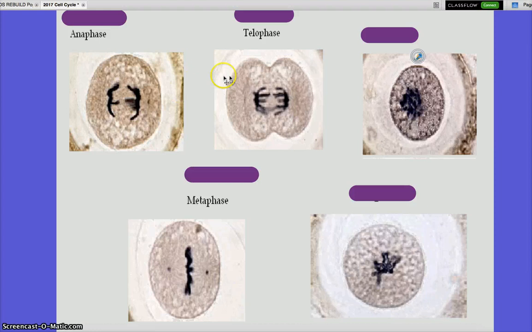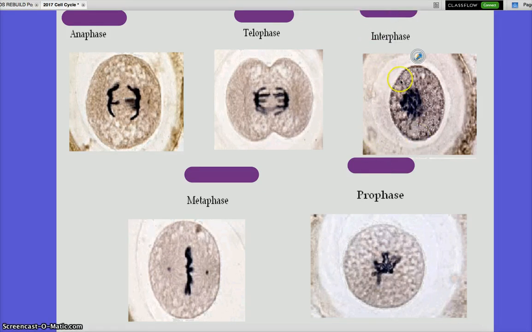Dylan? No? The bottom right is prophase. Good job. How do you know it's prophase? Because they're kind of like starting to come apart. What do you not see? The nuclear membrane. Okay, good. Interphase. How do I know it's interphase? Because you could see that black dot. Even if it's not perfect, it is there. Okay? That's interphase. Good job.